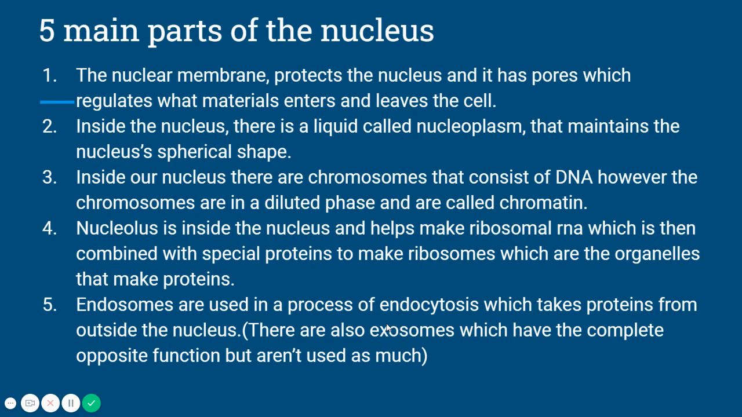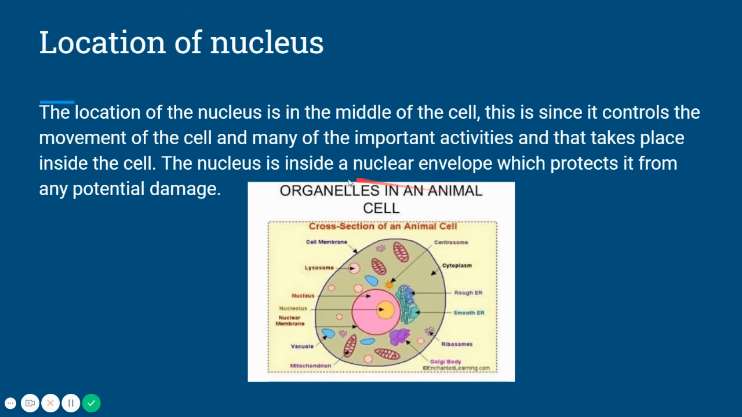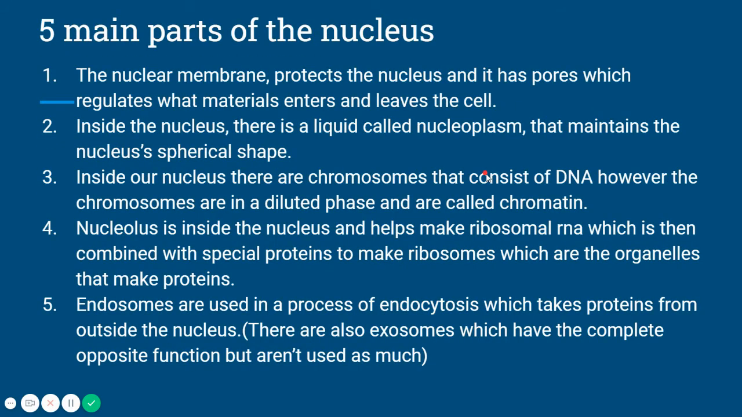Okay. So 5 main parts of the nucleus. The nuclear membrane protects the nucleus, and it has pores which regulate what materials enter and leave the cell. So now, what is the nuclear membrane? Basically, it is the nuclear envelope. So nuclear membrane, nuclear envelope, they're the same exact thing. And pores, I will explain that very quickly, but later. However, they are what regulates what material enters and leaves the cell. They don't want important things like your DNA leaving the nucleus, right?